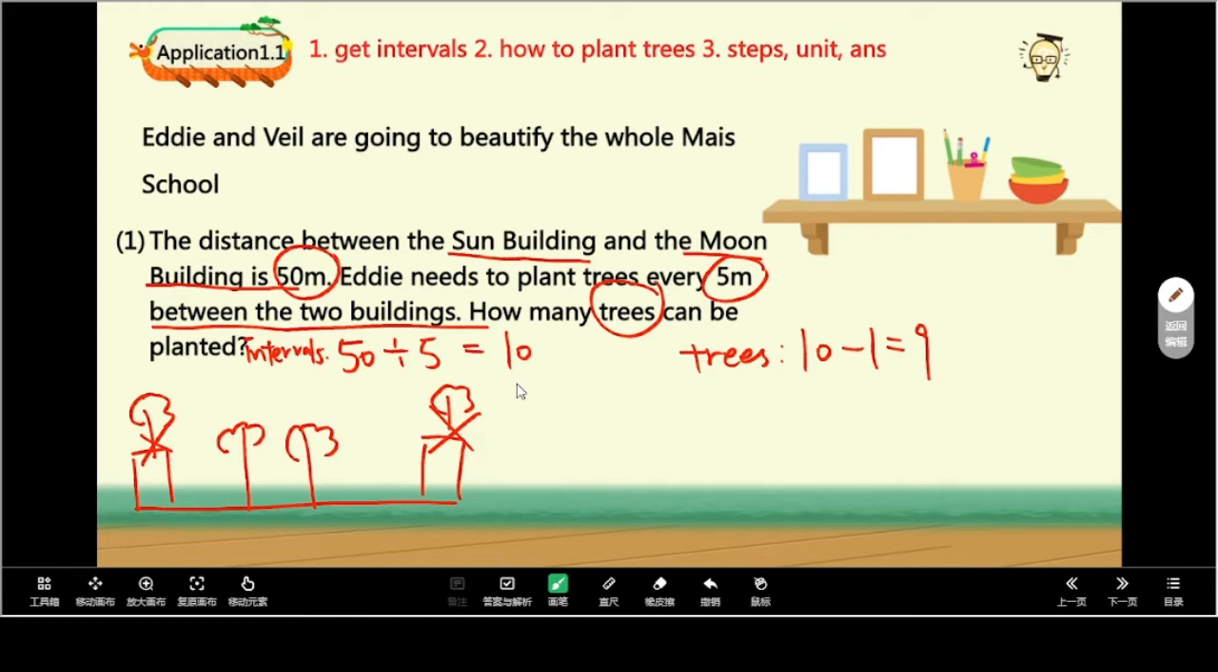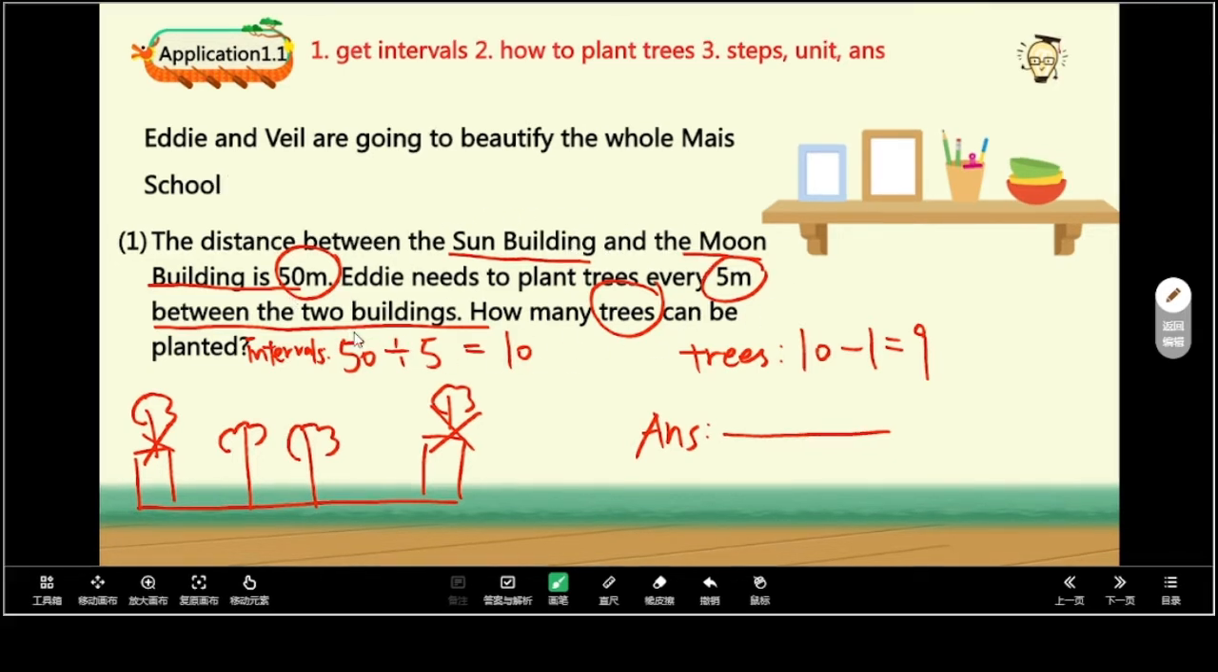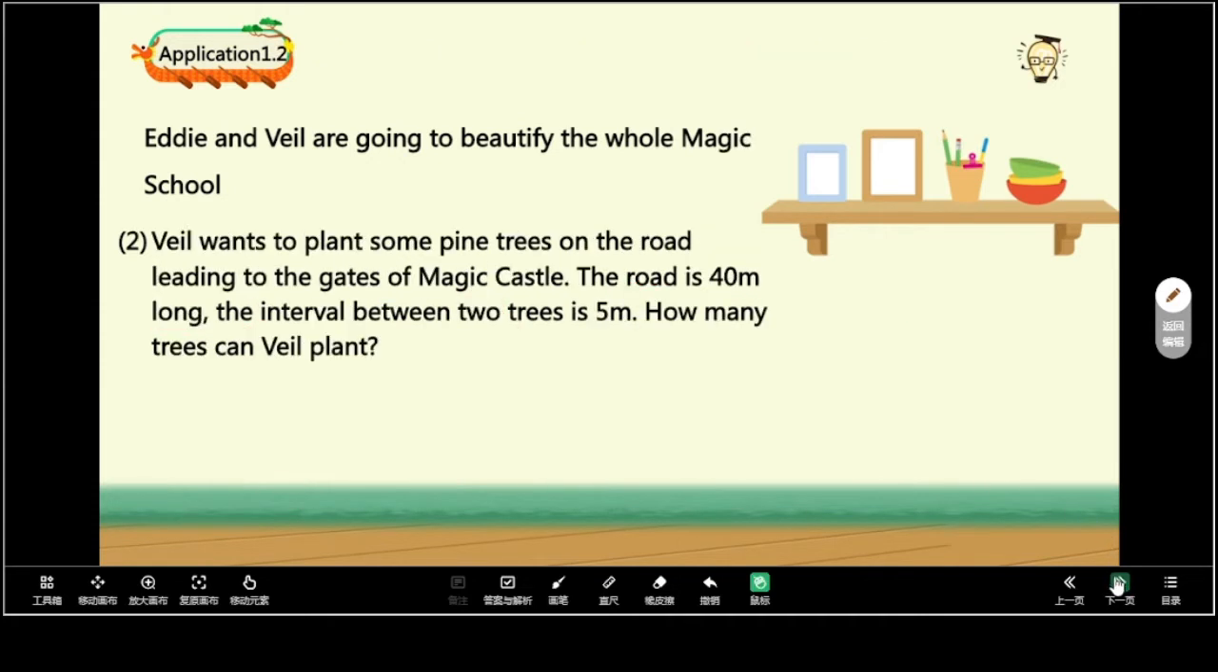And Helen wants to remind you that when we are facing this kind of question, we need to first get our intervals, and second, we need to know how to plant trees. And also the most important, you need to write down your steps, your units, and your answer. Yes, you need to write down your answer here. Even if the question didn't tell us either, neither, both, it didn't tell us how to plant trees, but we can find it on our own, right? Okay, so let's go to the next question and explore more.